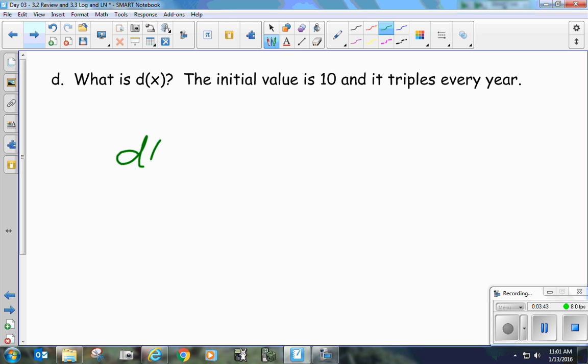Let's find d of x. No, man, if I had money, I'd love to triple every year. Hey, what is the initial value? 10. So that goes here. Now, we know it's to the x. What goes in the parentheses? 3. If I'm tripling it every year, do I multiply by 3? There you go. Here's my a. Triples, that's my b value, that's my factor. That means it's being multiplied by 3. And that's my b value. Right? Cool.